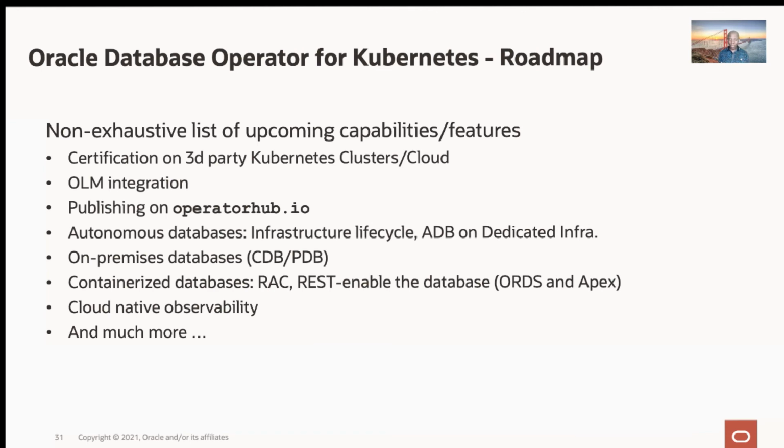In terms of autonomous databases, as I said, in next releases we will support the lifecycle of the infrastructure itself. For example, we will be able to provision a container database. And from there, we can also manage the lifecycle of dedicated autonomous databases. In other words, autonomous databases on dedicated infrastructure, as opposed to autonomous databases on shared infrastructure that we are supporting in this first drop.